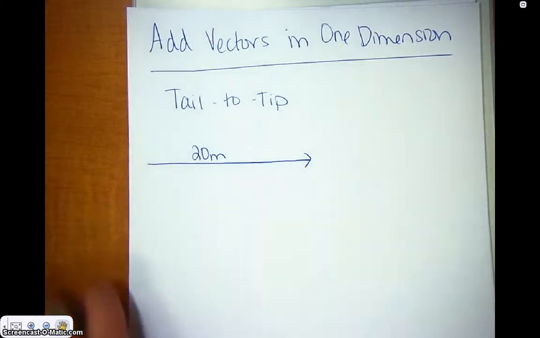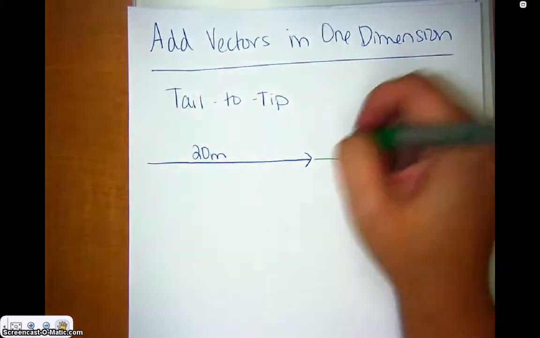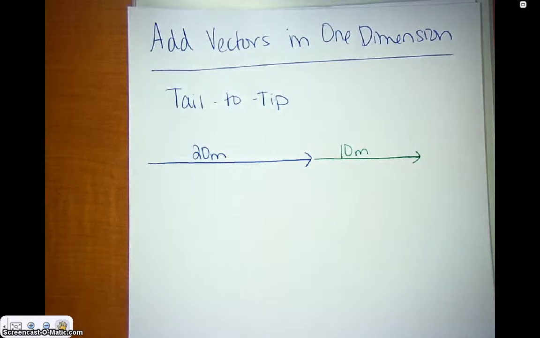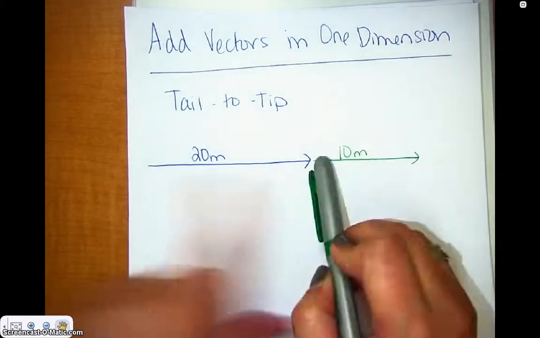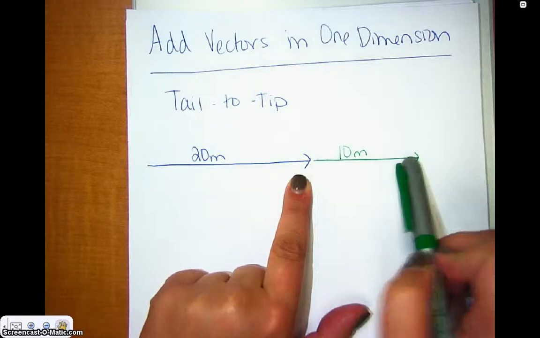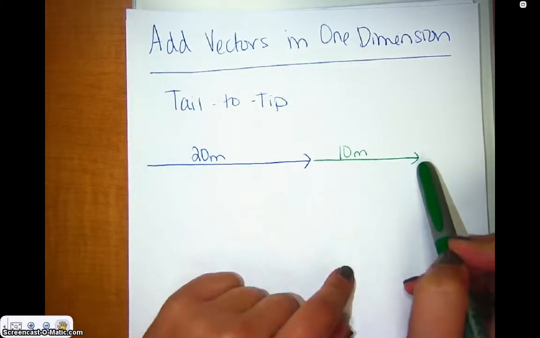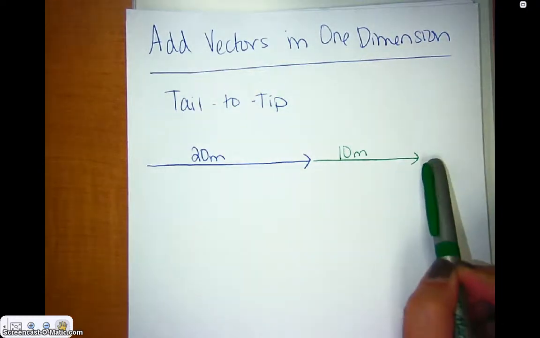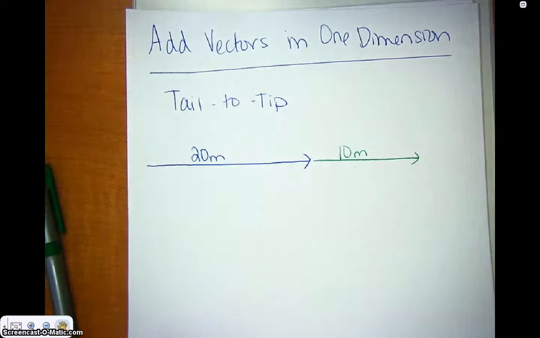Now, if I were to then walk a distance of 10 meters in the same direction, let me just go ahead and draw that vector. So this is 10 meters. You can see that I placed the first vector, and then I put the tail of the second vector at the tip of the previous vector. This is the tail to tip method, where essentially we put all of the vectors in order, pointing in a direction, and then the resultant vector is actually the sum of those vectors.